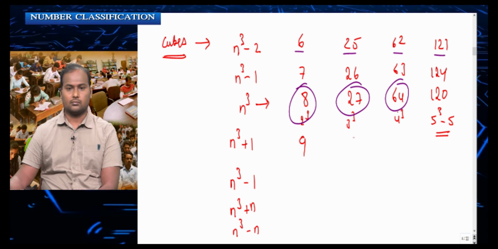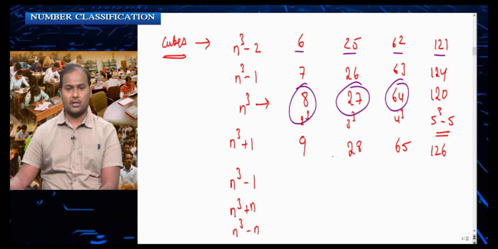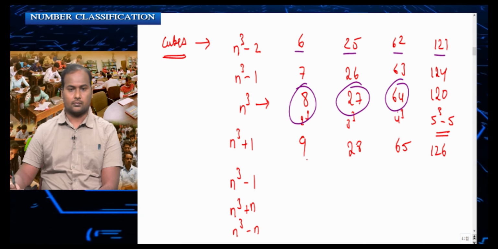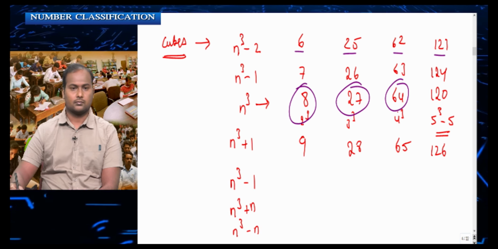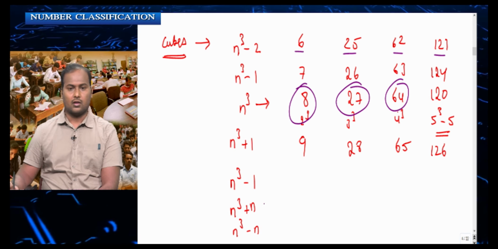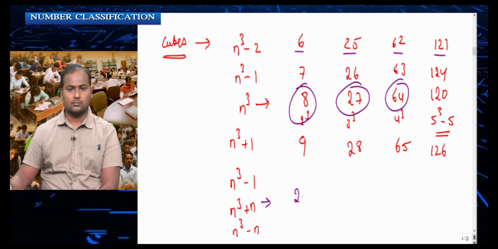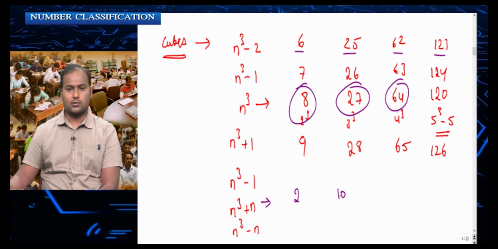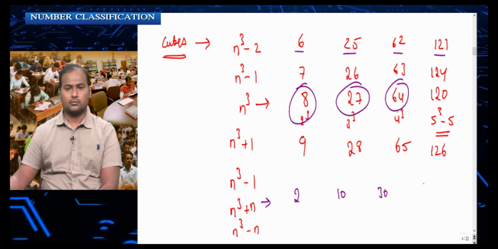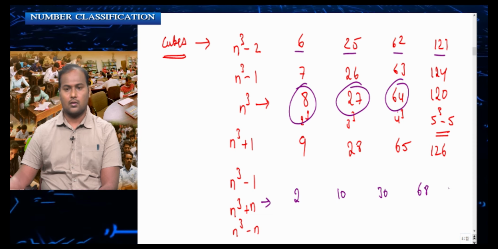So n cube plus 1, see it will become n cube plus 1. So n cube minus 1. All these types you have to write in the notes itself. The moment you see n cube plus n, this is very important. So 1 cube plus 1, 2 cube plus 2, 3 cube plus 3, 4 cube plus 4, 5 cube plus 5.